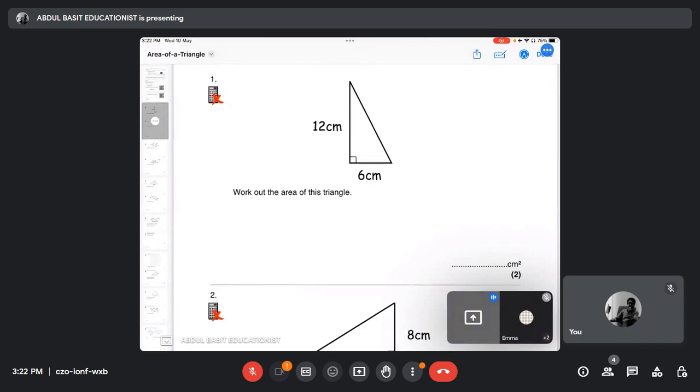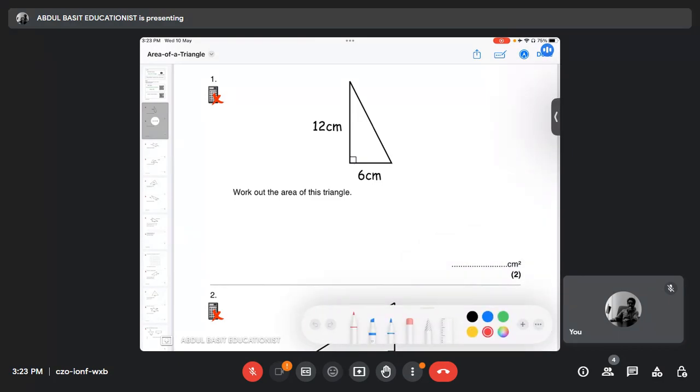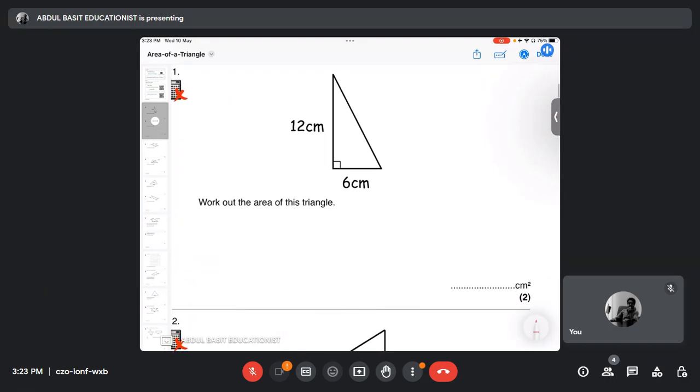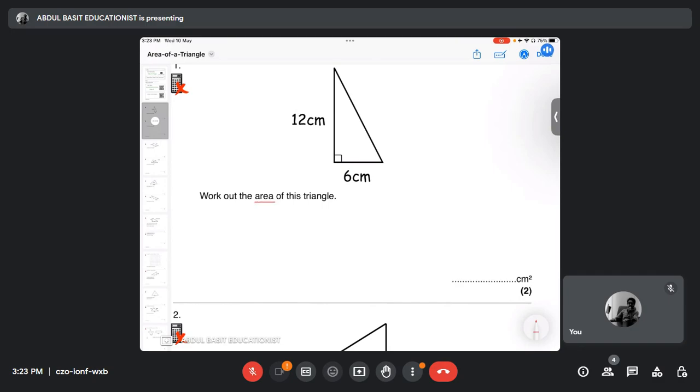Okay, everybody. So today we are going to discuss the area of different 2D shapes. The first 2D shape in front of us is a triangle. A triangle is half of a quadrilateral. We know this already. According to the definition, area means how much space is inside. That is what the area of any shape means. Is this clear?